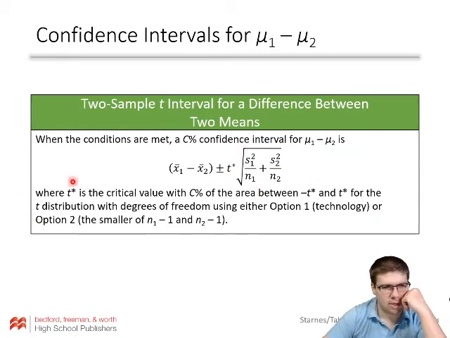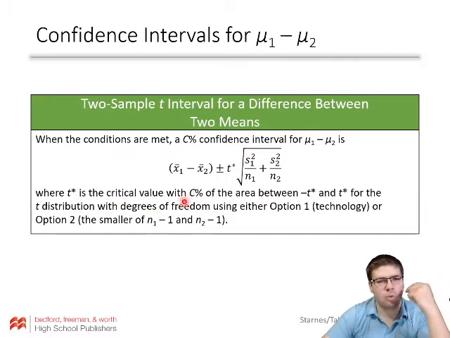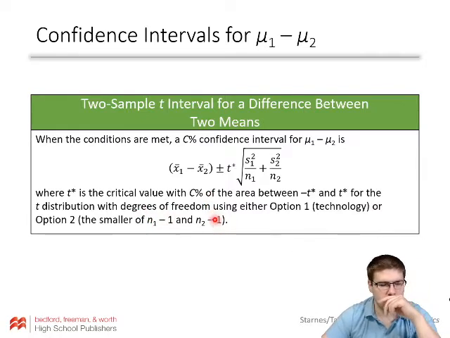So if the conditions are met, where t star is, and this is new, the critical value with c% of the area between negative t star and positive t star for the t distribution with degrees of freedom using either option 1, technology, or option 2, the smaller of n1 minus 1 and n2 minus 1.